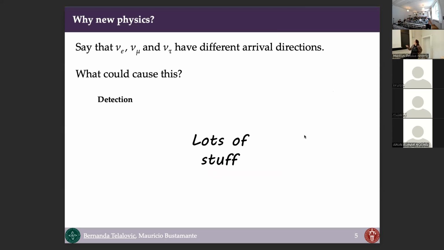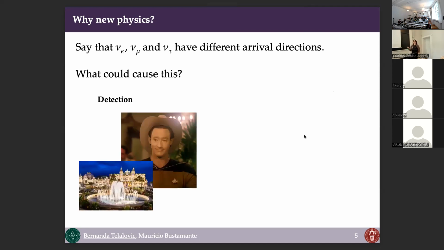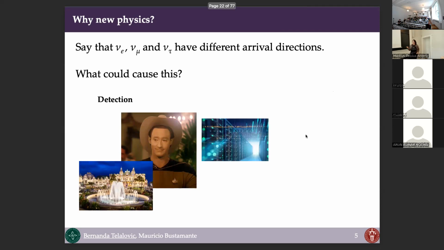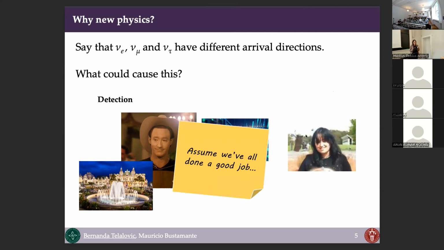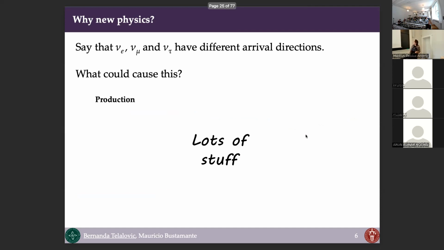So, of course, the detection process can cause us to see anisotropies. The IceCube map itself didn't look completely isotropic, but we try to account for these effects using data and Monte Carlo. We use a lot of computational resources to make sure that all of these effects of the Earth attenuation and everything else that can account for this are, in fact, removed. And that's my problem. So assume we've all done our good job, assume that the Monte Carlo works well, and assume that my analysis is good.